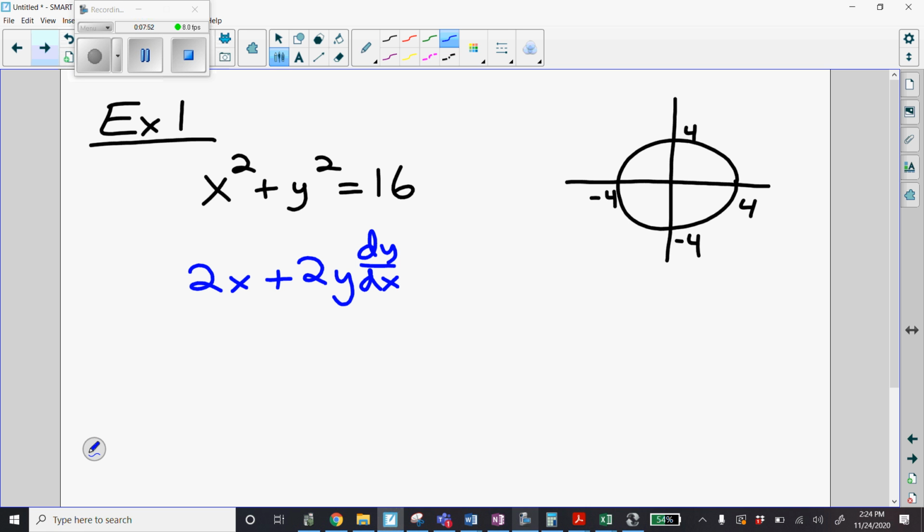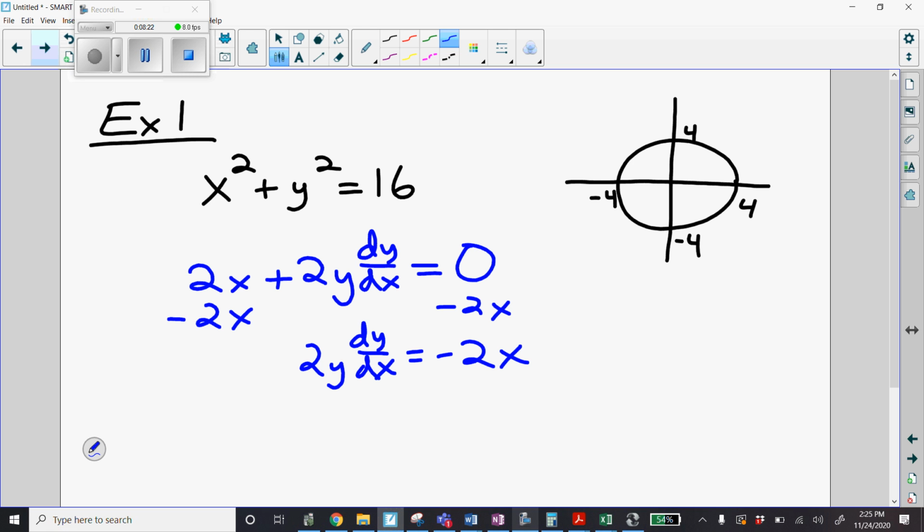Equals, I got to make sure I derive both sides of the equation. The derivative of 16, derivatives of constants are always 0. So what I can do now is go ahead and isolate dy dx. So I want to get dy dx by itself. First thing I'm going to do is subtract 2x from both sides. And I'm going to get 2y dy dx equals negative 2x. Then the last thing I'm going to do is divide by 2y.